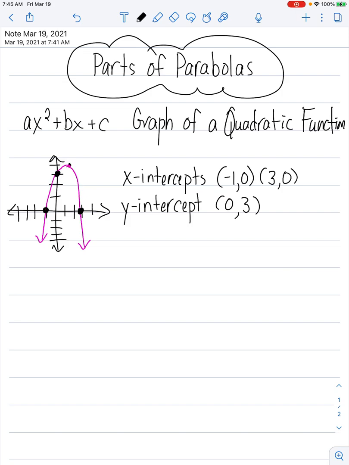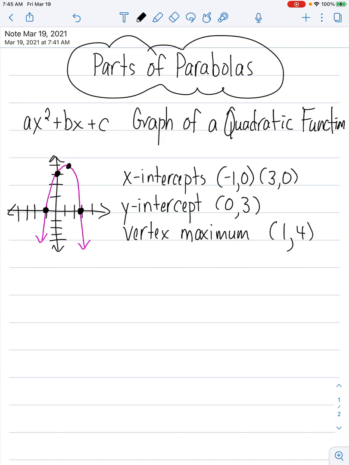The next one we're going to talk about is the vertex. The vertex can either be a maximum if it's at the top of the parabola, or a minimum. So this one, because it looks like it's on top of a mountain, it is actually a maximum. So our maximum point on this parabola is 1, 4.